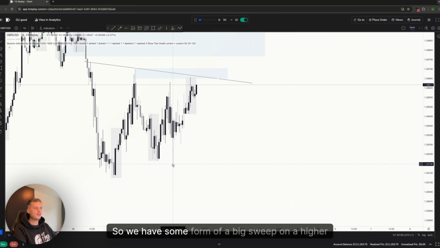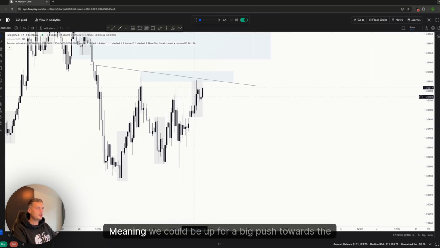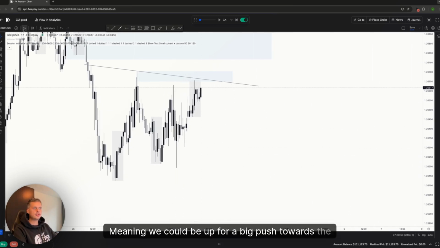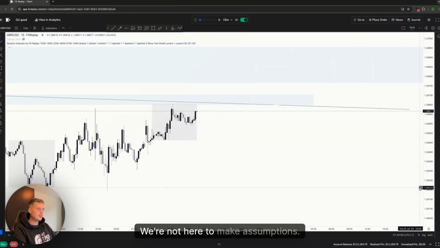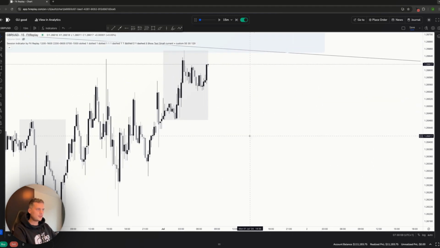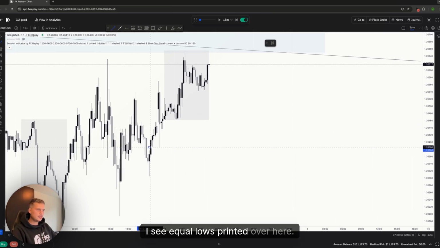So we have some form of a big sweep on a higher time frame narrative, meaning we could be up for a big push towards the upside, but we don't know, right? We're not here to make assumptions. So what can we see? I see equal lows printed over here.